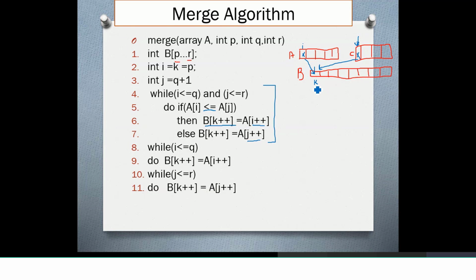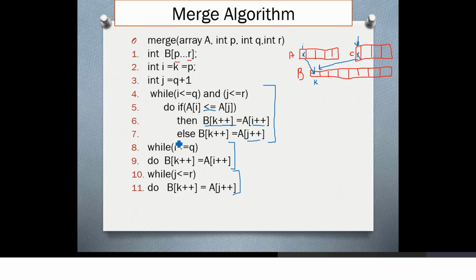It is possible that maybe some items are left in the A array, and maybe some items are left in the C array. It's not possible that some items are left both in the A part and in the C part. One array may have some elements, and we need two loops to make sure that if some of the items are left, they will be transferred into the B array.